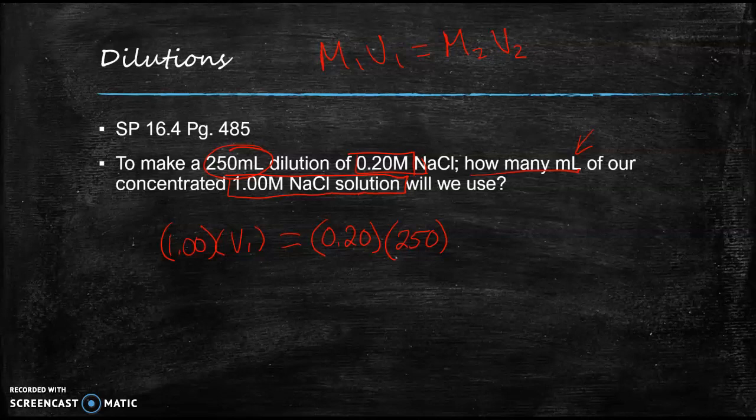Now we need to solve for V1, or X if you used X instead. 0.2 times 250 will give us 50. That 50 is equal to 1 multiplied by V1. We will divide by 1. This step you could actually skip because anything divided by 1 is itself. I wrote it out anyway. And this will give us 50 milliliters of our more concentrated solution.